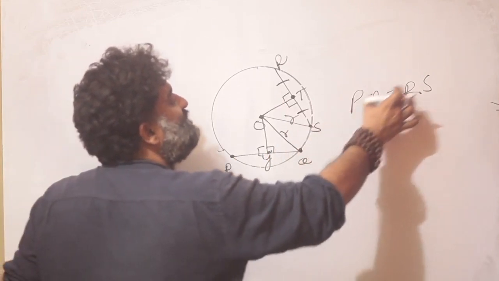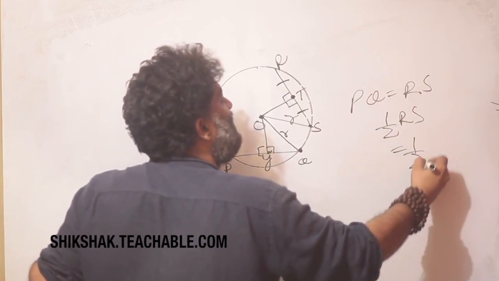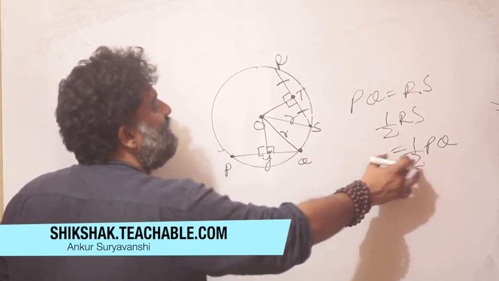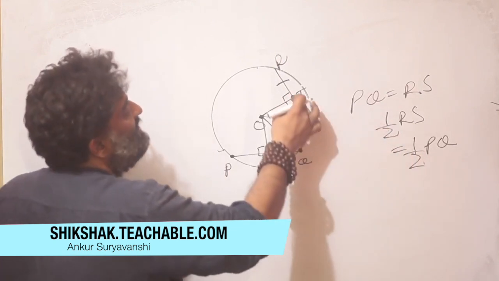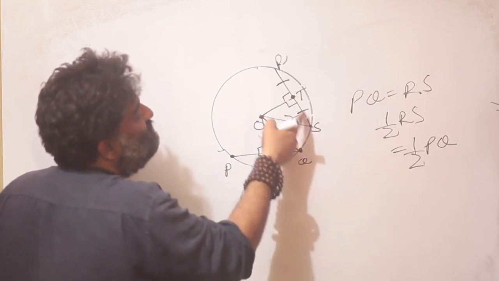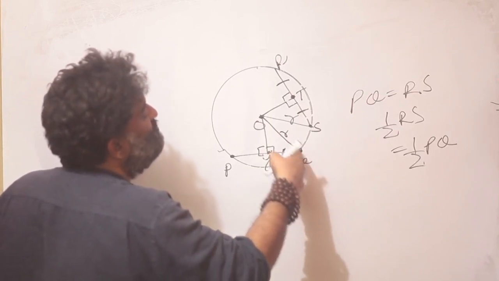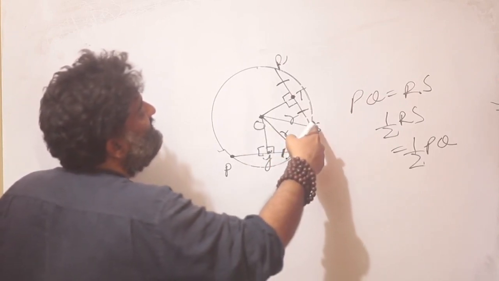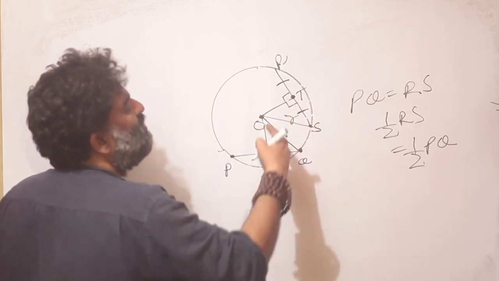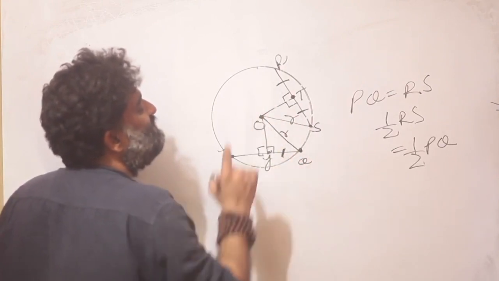But remember, PQ was equal to RS. So half of RS is also equal to half of PQ. So if I think of YQ, which is half of PQ, it is going to be equal to half of RS. And half of RS was TS. That means this YQ is also equal to TS. Now if I think of these two triangles, triangles QOY and SOT, I want to prove that they are congruent to each other. Because once I prove that they are congruent to each other, the corresponding sides are going to be equal to each other.